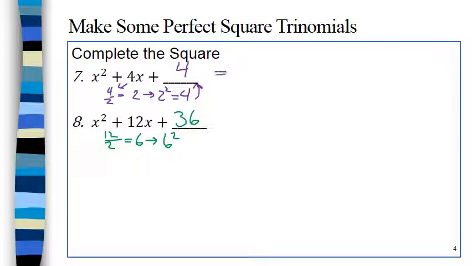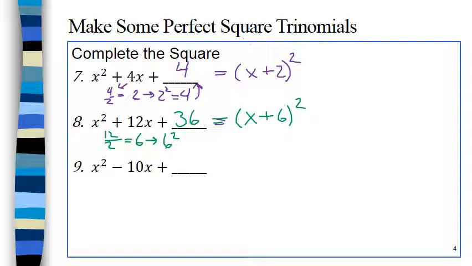And I can go a step further to go ahead and factor these. So if the second term is 2, and this is x, this has to be x plus 2 quantity squared. This is going to be x plus 6 quantity squared. If I do this, now this middle term is negative, so negative 10 divided by 2 is negative 5. So I know my b is going to be negative 5, but negative 5 squared is positive 25. So I know this trinomial factors to x minus 5 squared.